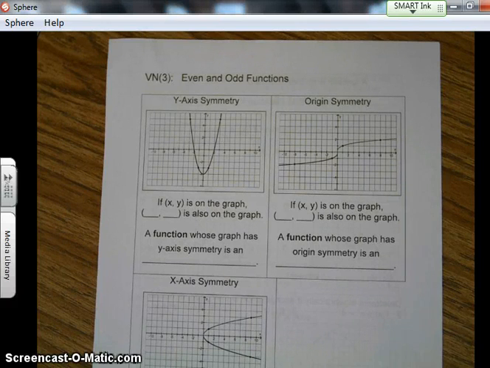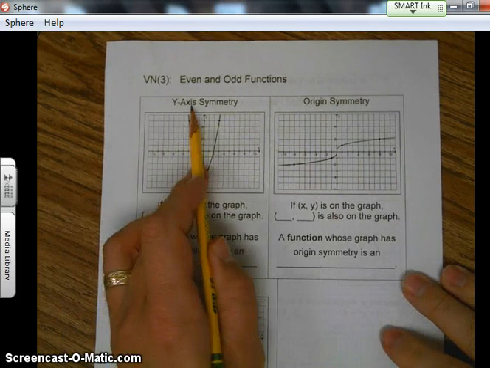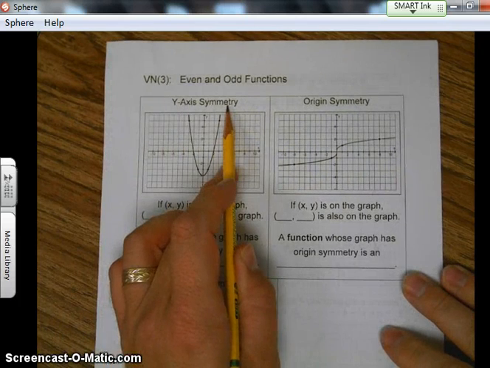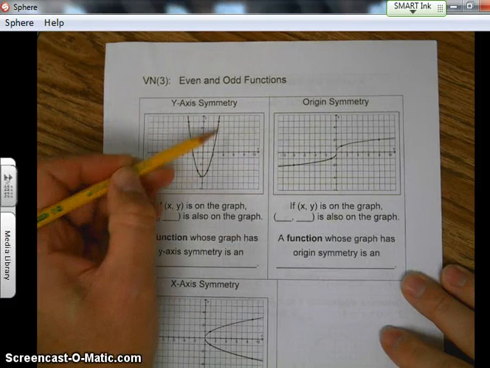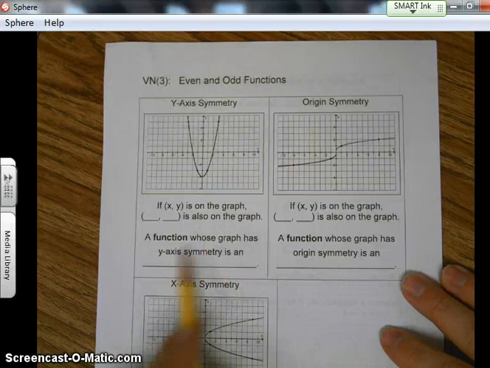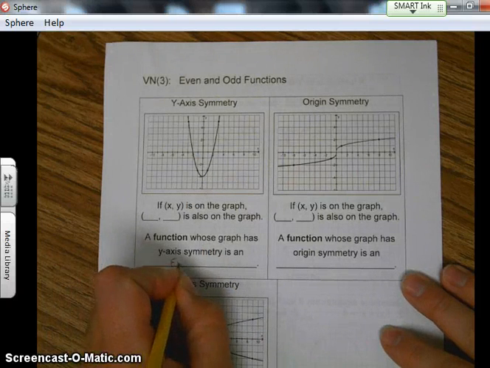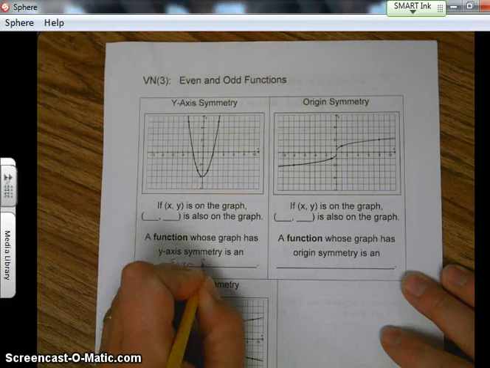Even and odd functions. You can tell if you have an even function if it has y-axis symmetry. So this is an example of an even function. A function whose graph has y-axis symmetry is an even function.